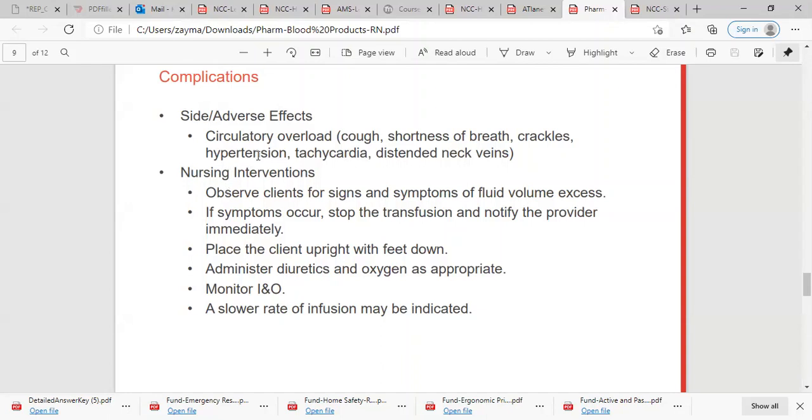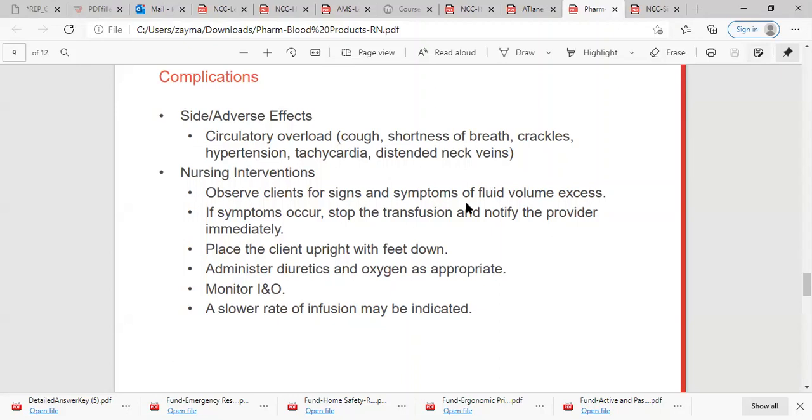For patients who are at risk for circulatory overload, often the doctor will order, the order may say, transfuse 2 units packed red blood cells, give 40 milligrams of IV Lasix in between units. So they may do that to prevent circulatory overload.